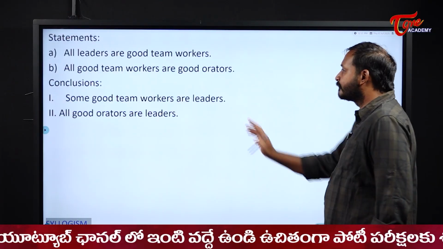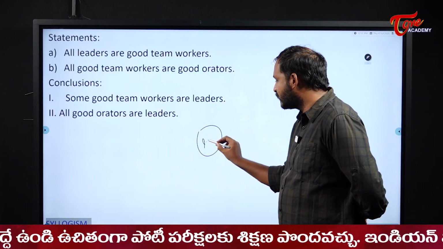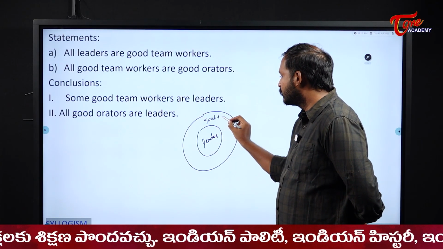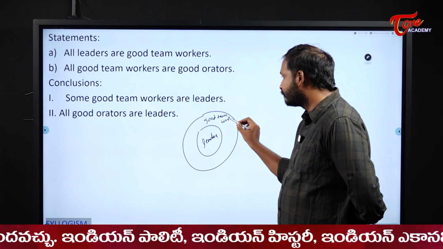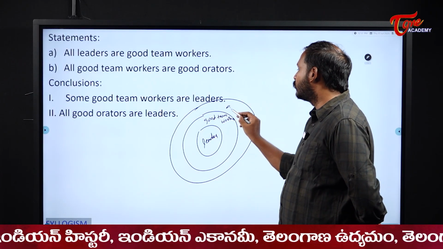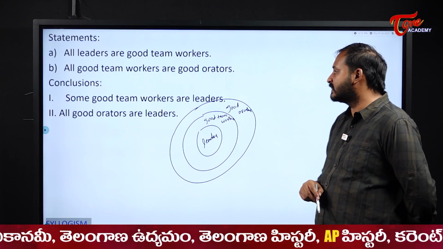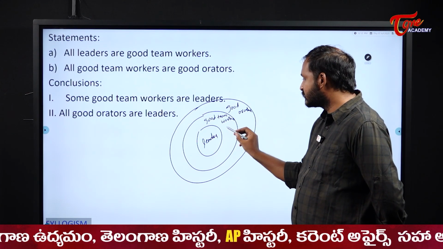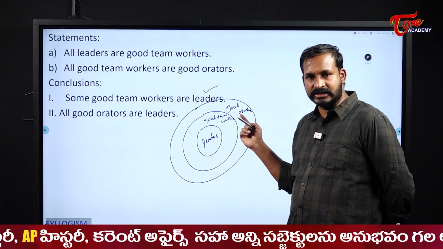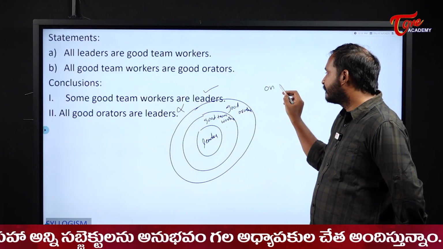Right? Next one. All leaders are good team workers. All leaders should be there inside whom? Inside good team workers. Okay. All good team workers are good orators. Conclusion: some good team workers are leaders. Yes, that is correct. All good orators are leaders. No. All leaders are orators, but not all good orators are leaders. So, here only one follows.